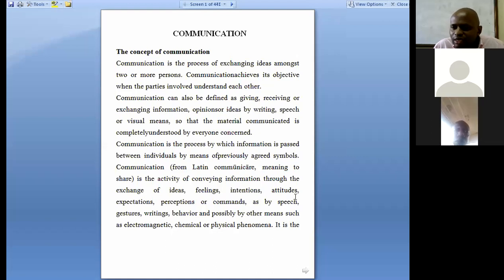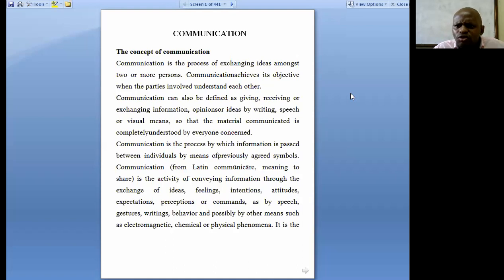And once they understand that speech, they'll be able to acknowledge what you really meant about the speech, so that the material communicated is completely understood by everyone concerned. So both parties must be able to understand the message that you want to communicate. And once they understand this, it becomes easier for you to communicate.